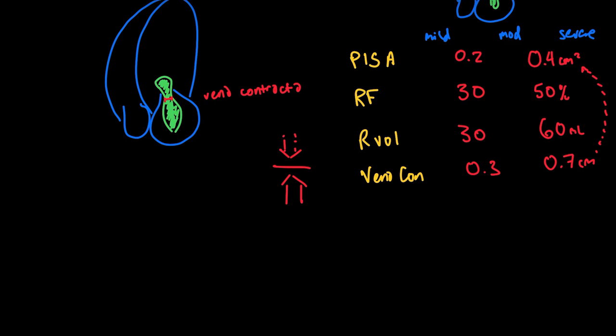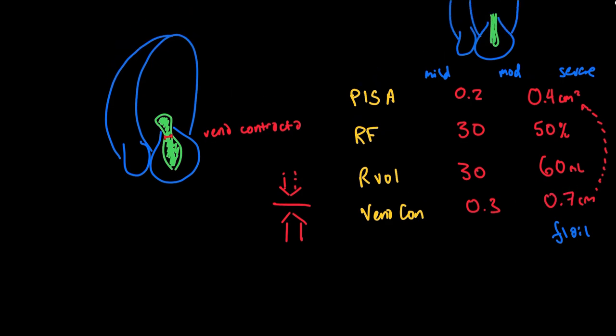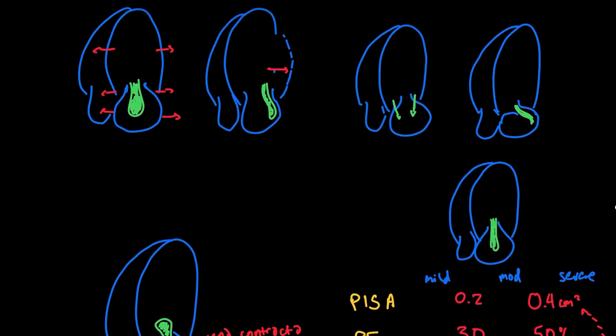Now I'll mention there are a couple of other things that point to it being a severe leak. If you see a flail leaflet, like we talked about right up here on the far right, that usually is severe. So this right here, that would be severe.